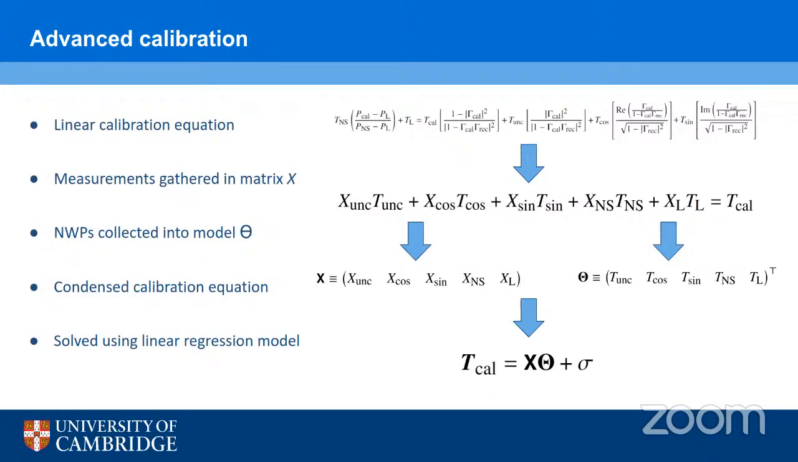It's a linear calibration equation. And so through an assignment of notation, we can gather all of our measurements into an X matrix shown on the third line on the left, and all of our noise wave parameters, our calibration parameters, into our model theta shown on the third line on the right. Using this notation, we can condense our calibration equation to this bottom equation, which is solved for using a linear regression model, T_cal being our calibrated temperature, x being our measurement, theta being our model, and sigma being our noise term.